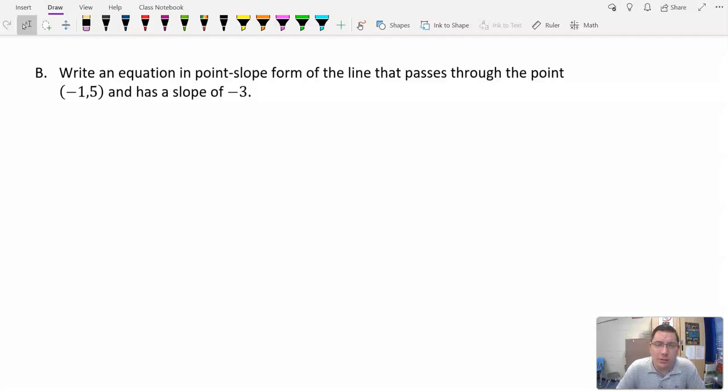So I want you to pause the video here and try this problem, and then unpause it and see if you've gotten it right. So pause now. Alright, so now that you've tried that problem, let's see if you've gotten it right.